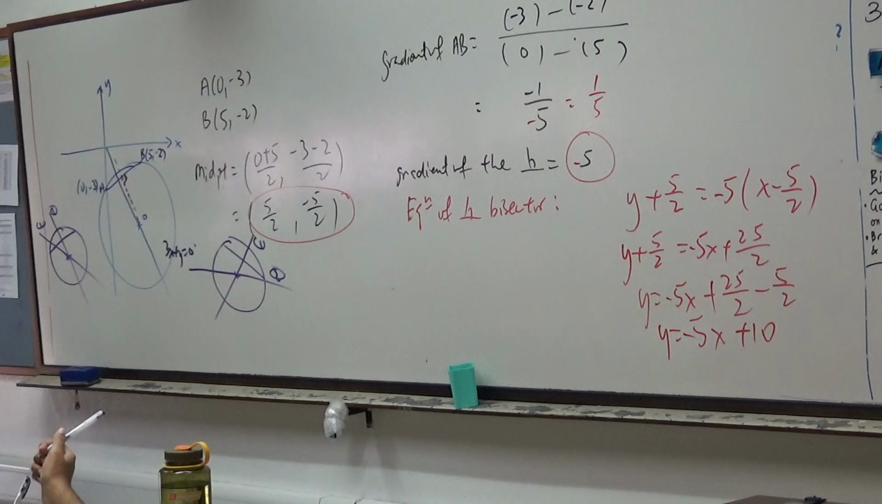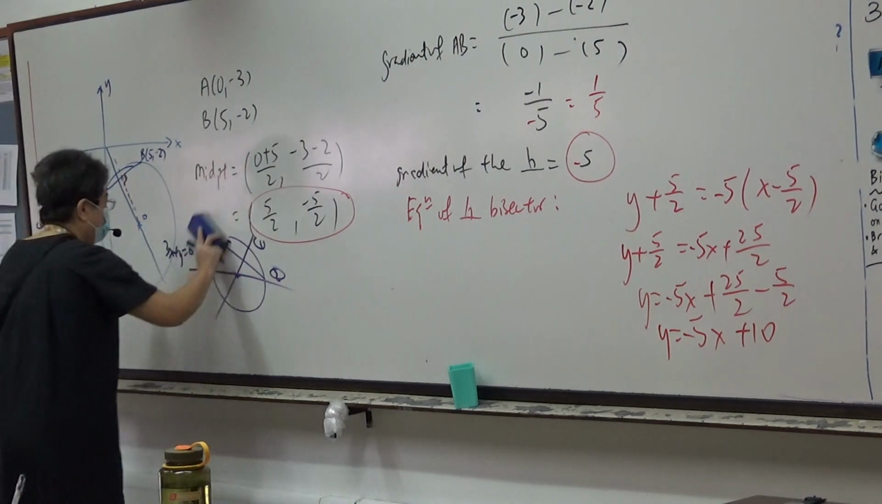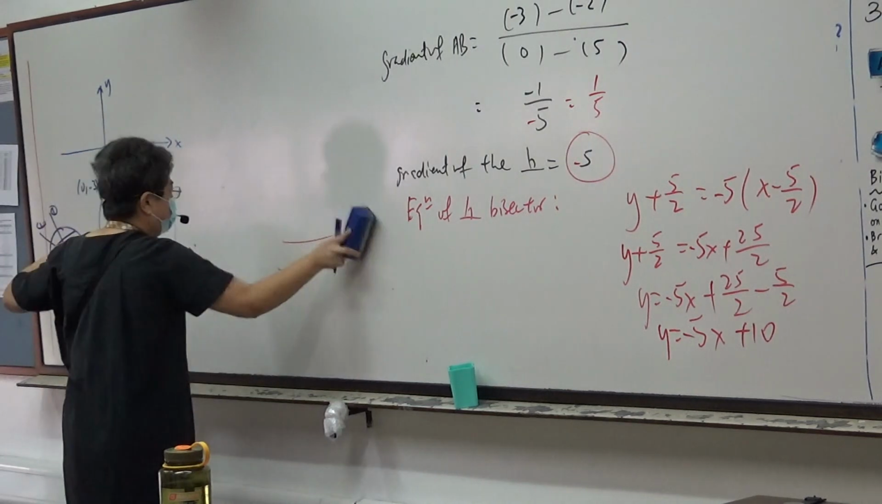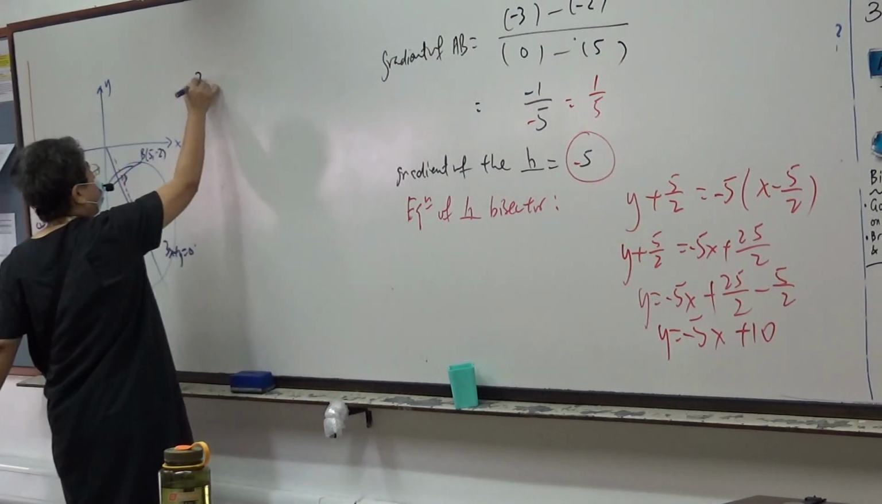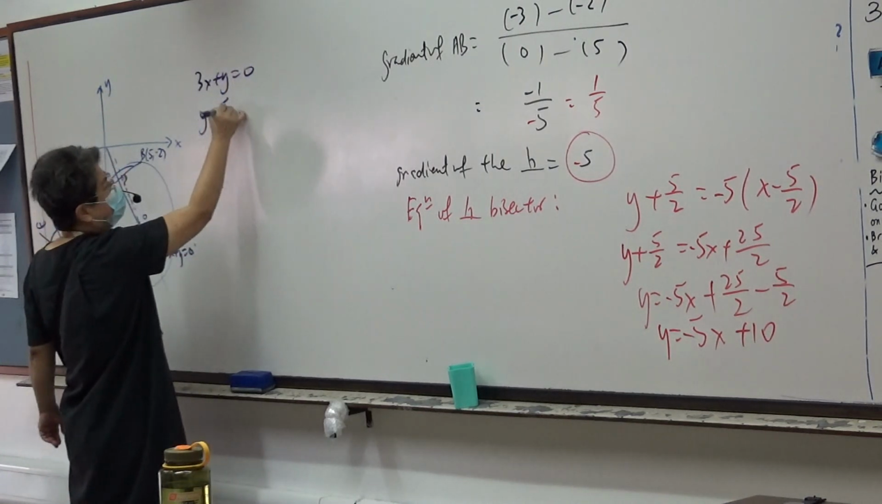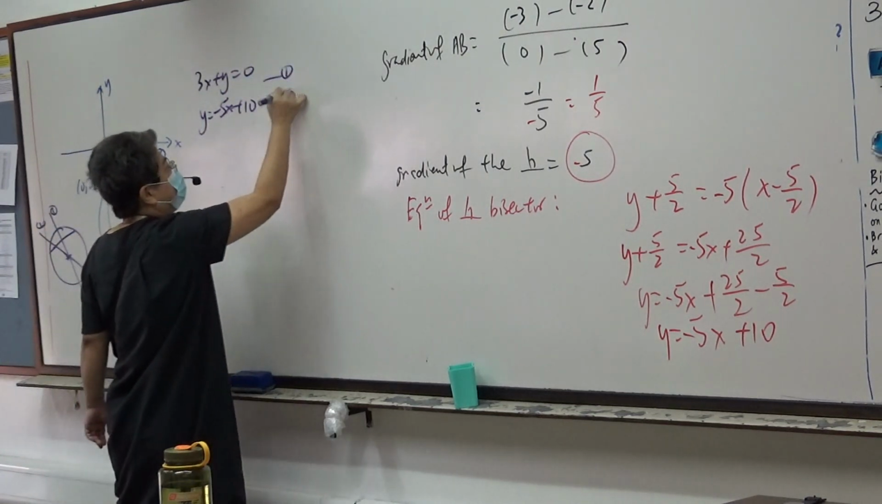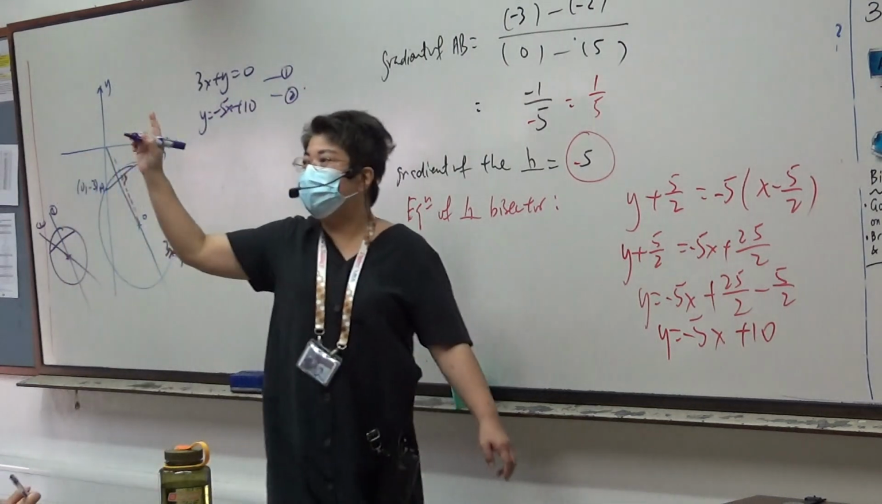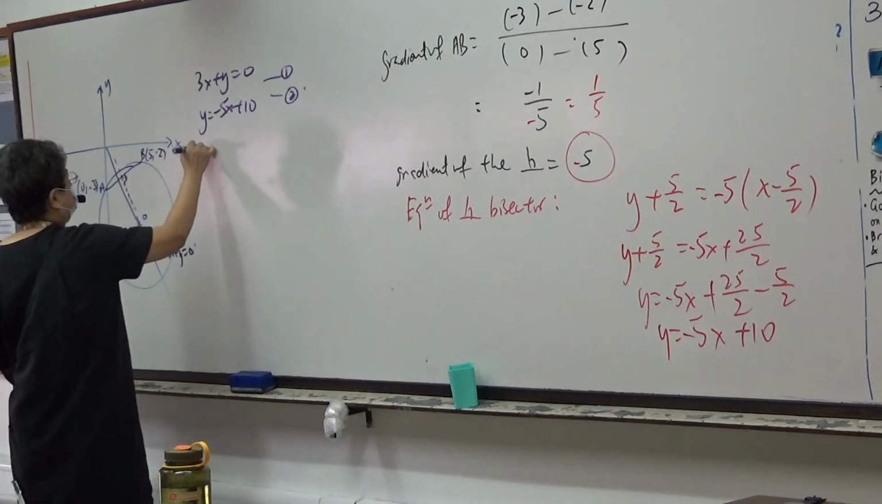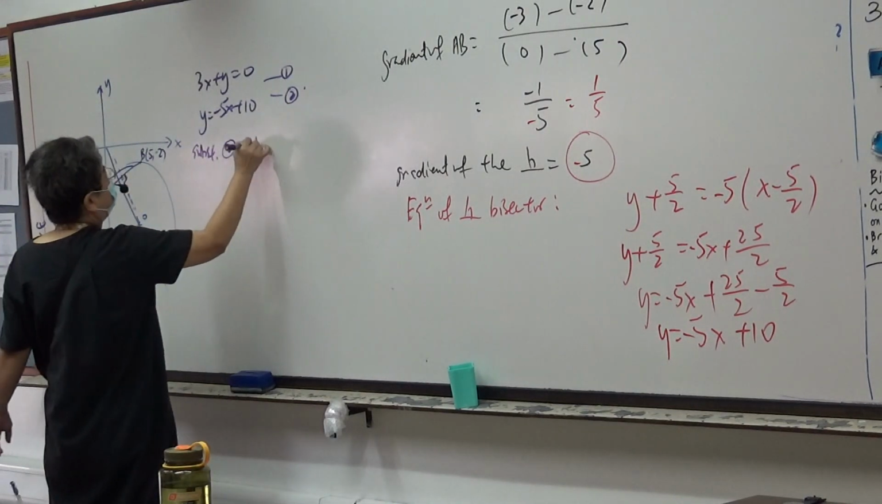Am I right to say that? Okay, so what is the situation now? I have to solve 3x plus y equals 0 and y equals negative 5x plus 10. Now you can use any method, elimination or substitution, it doesn't matter. So this one, I will sub 2 into 1.